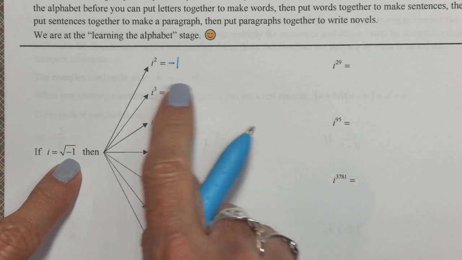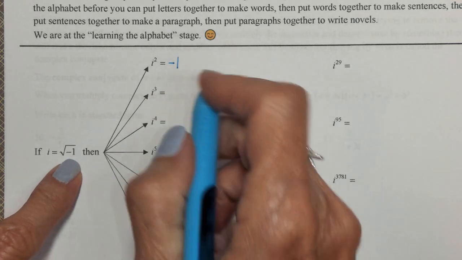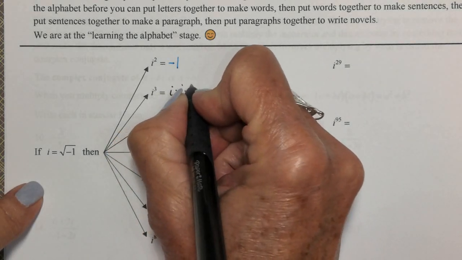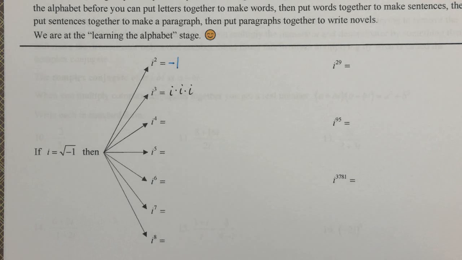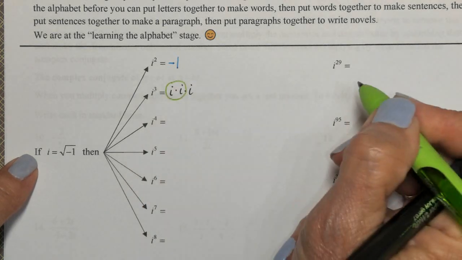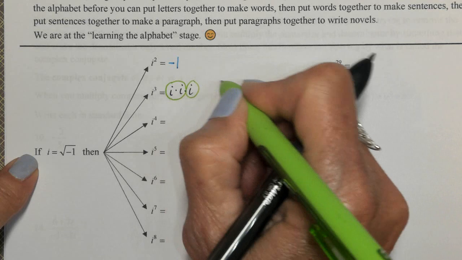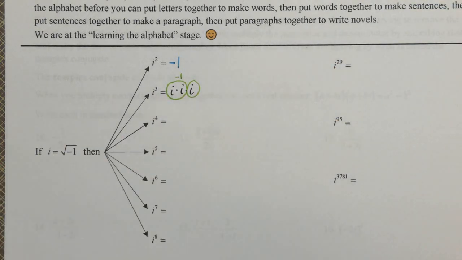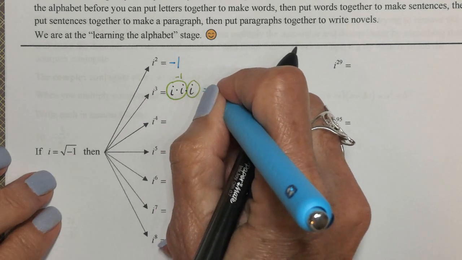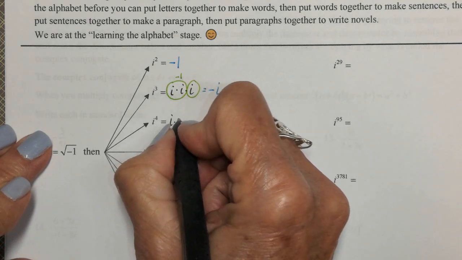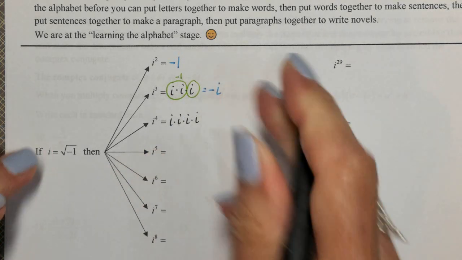Okay, let's take a look at i cubed. Well, i cubed is i times i times i. That's what i cubed means, right? So what I see there is an i squared times i. Well, i squared we just said is -1. And -1 times i is -i. What about i to the fourth? Well, i to the fourth will be i times i times i times i.